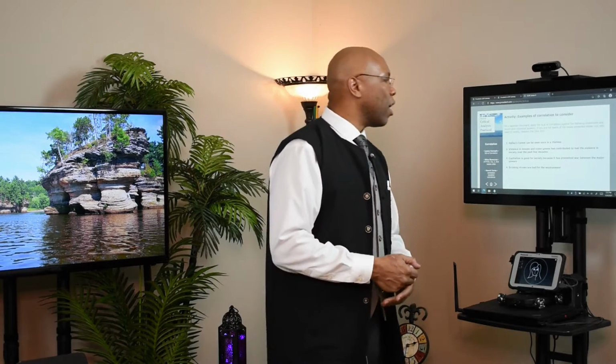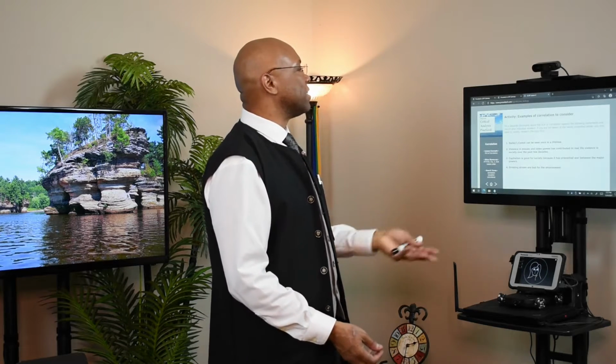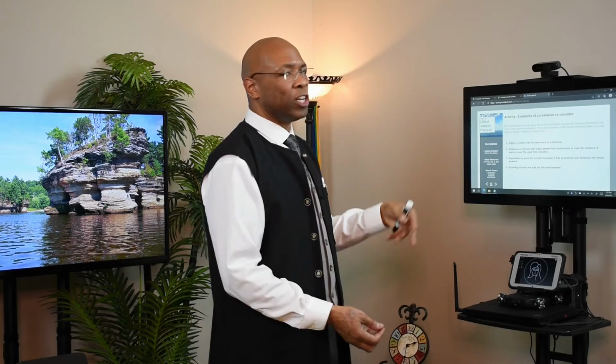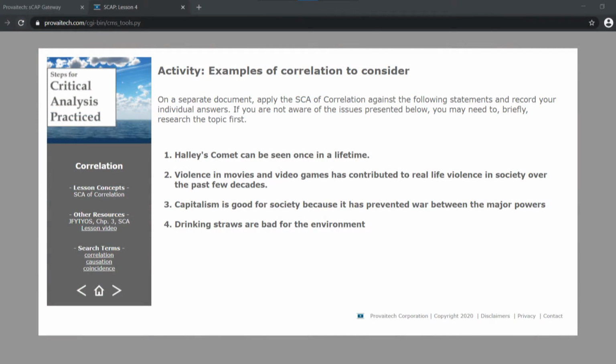We're running into our third activity, where we're going to be looking at examples of correlation to consider. You're going to be applying these steps for critical analysis of correlation against these 4 things. Halley's Comet can be seen once in a lifetime. I mean, that's what we're actually talking about there. You could look up some of that information to see how often it actually comes, so on and so forth.